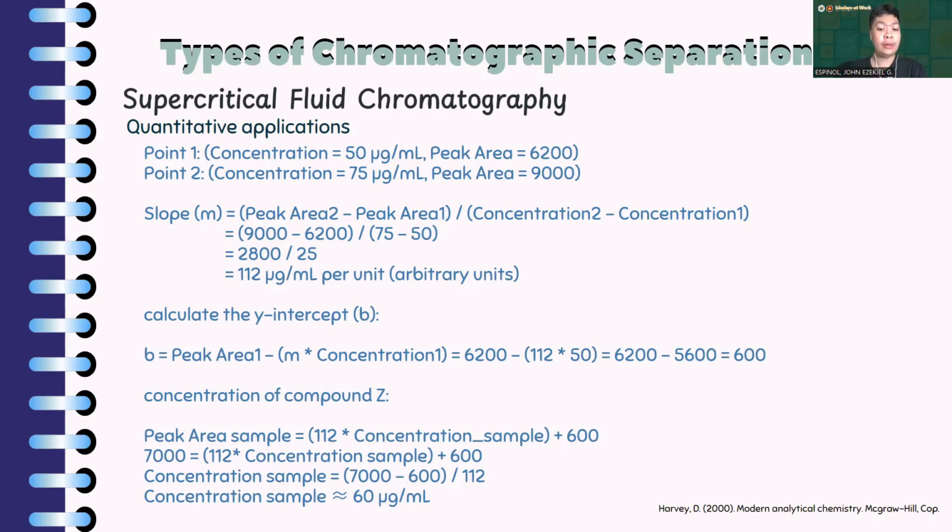Using the slope and one of the points, we can calculate now the y-intercept. To calculate the y-intercept, peak area 1 minus m multiplied by concentration 1, which gives us 600. The equation of the calibration curve is peak area equals 112 multiplied by concentration plus 600. Now, we can use the measured peak area of the sample and solve for the concentration of compound Z, which gives us the concentration of 60 microgram per milliliter. Therefore, the concentration of compound Z in the agricultural soil sample is approximately 60 microgram per milliliter.